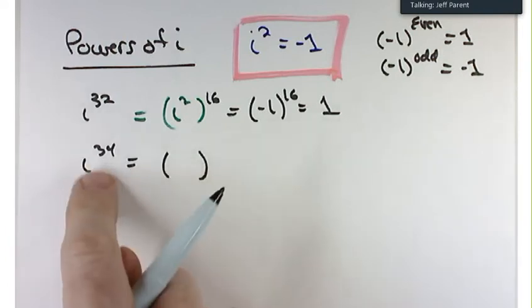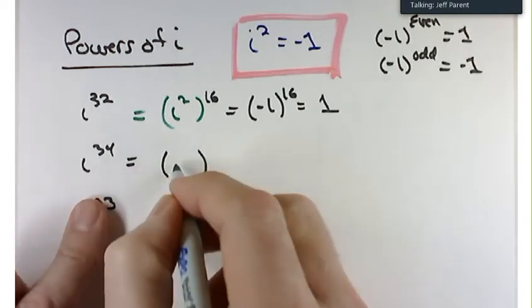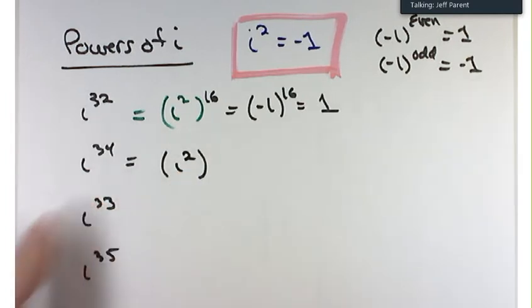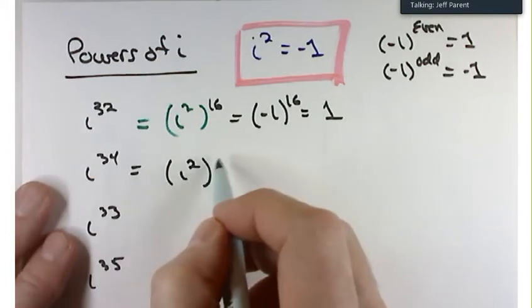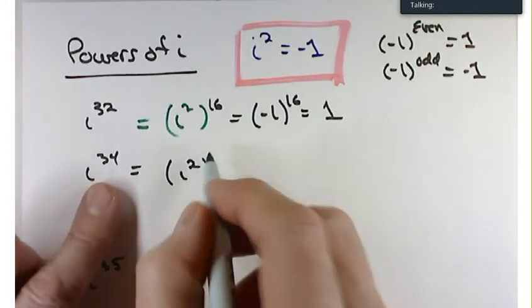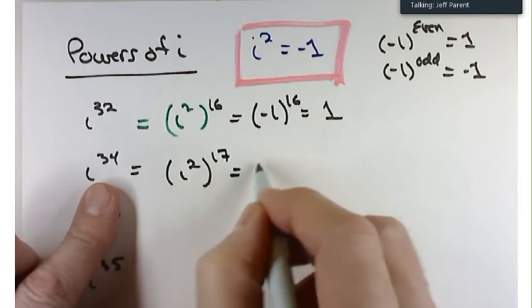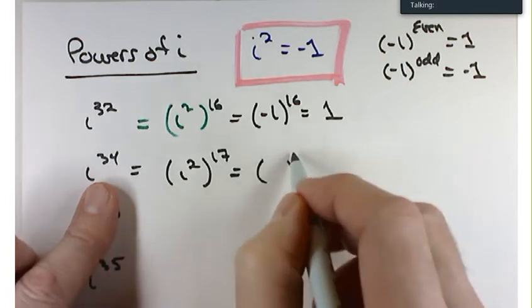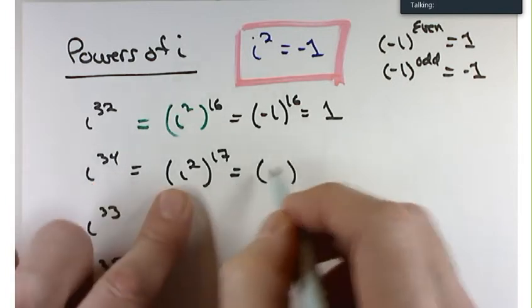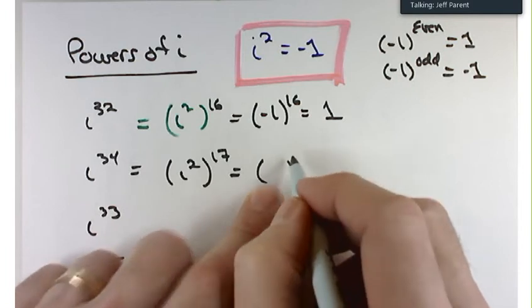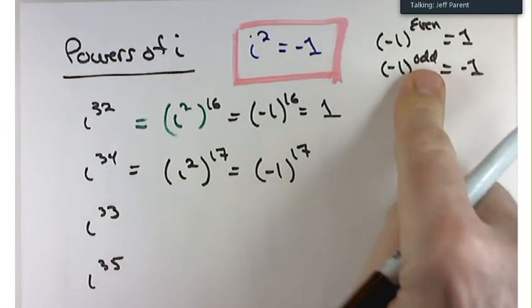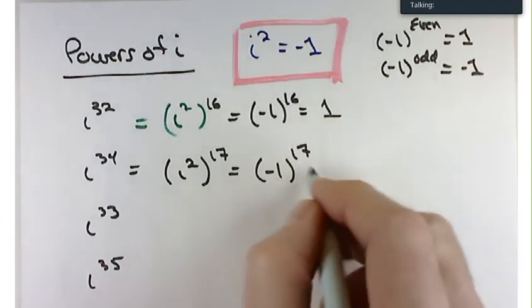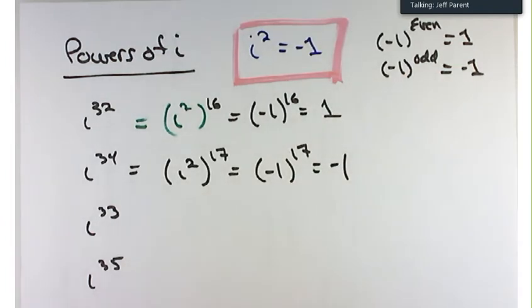Again, you want to start out by writing this using some power of i squared. So Sarah, in this case, what would it be? i squared to the what power? 17. Excellent. And Riley, what can I put in here instead of i squared? Negative 1. Negative 1 to an odd power is negative 1. Beautiful.